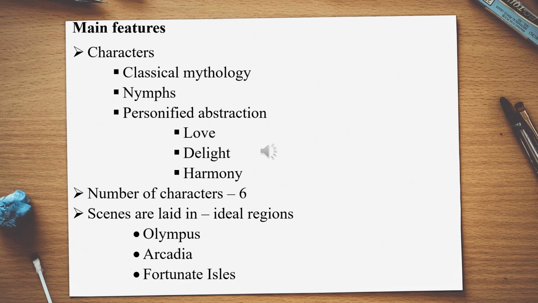Now, let's see the main features of a masque. First one is the characters in a masque. The characters in a masque should be characters from classical mythologies, such as nymphs, or personified abstractions like love, delight, and harmony. And there is a restriction in the number of members also, and it should be 6. Scenes are laid in ideal regions such as Arcadia, Olympus, Fortune Isles.